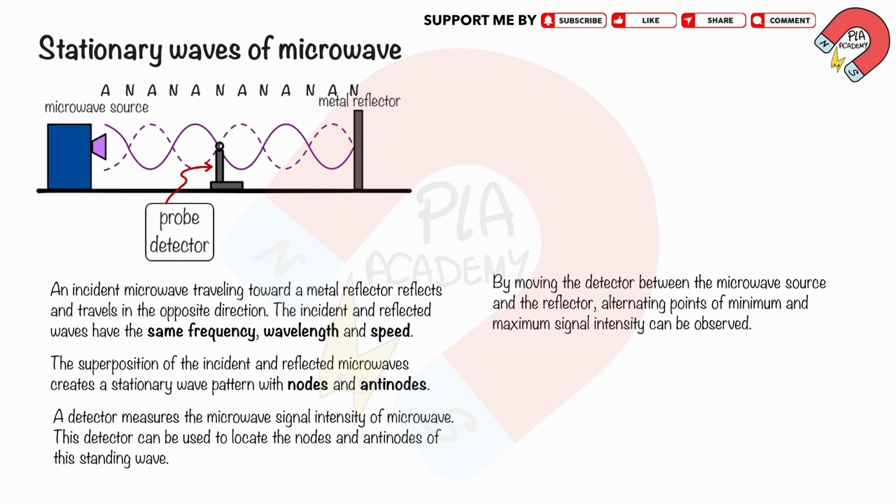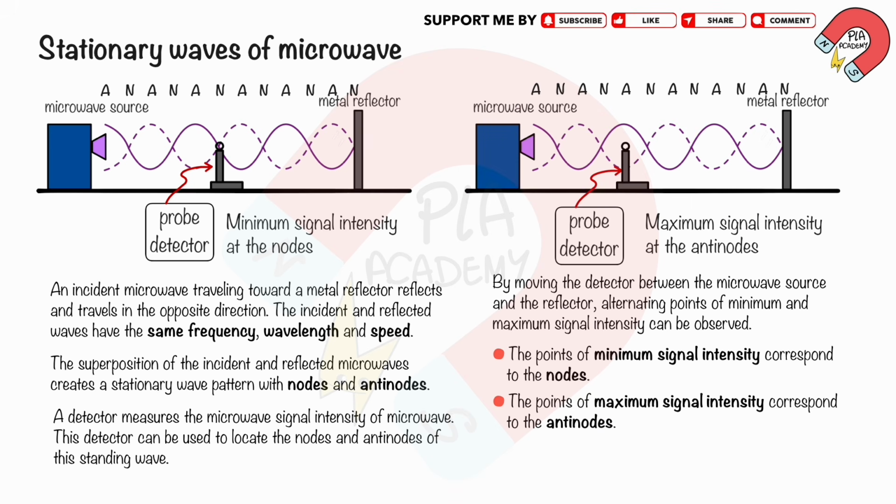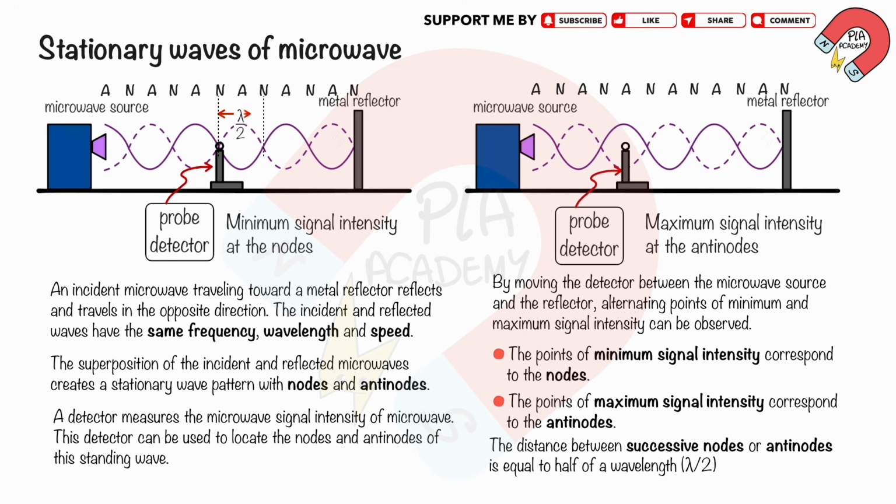The alternating points of minimum and maximum signal intensity can be observed. The points of minimum signal intensity correspond to the nodes. The points of maximum signal intensity correspond to the antinodes. The distance between successive nodes or antinodes is equal to half of a wavelength.